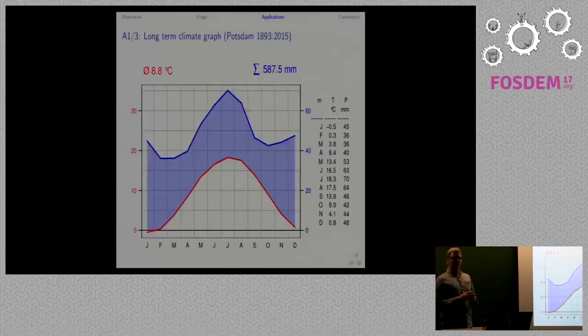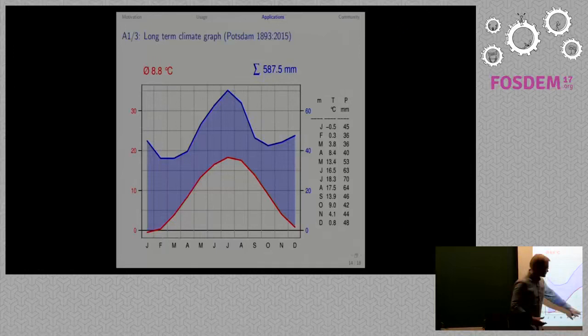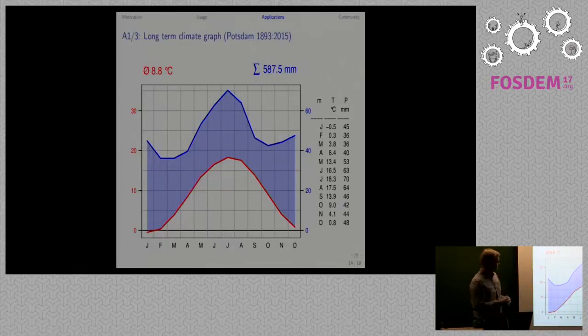Who of you is familiar with climate graphs? A few. So briefly explain what it does. You have the temperature here in red, and that means over a long term, the average, say, July temperature is like 18 degrees in Potsdam, which is in the northwest of Germany near Berlin.